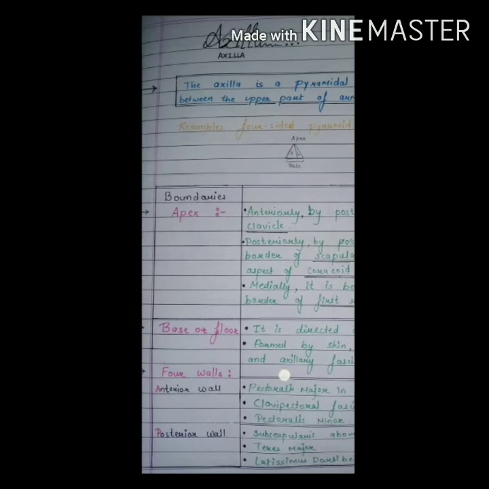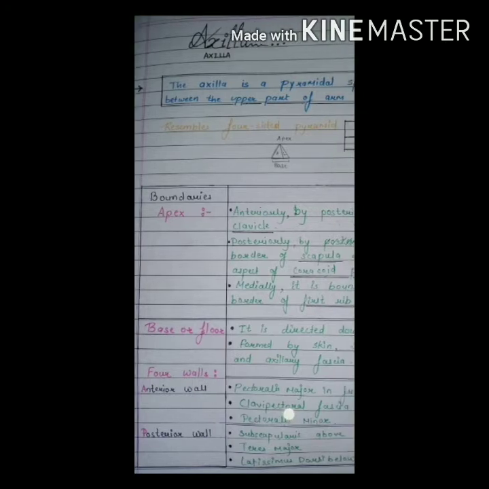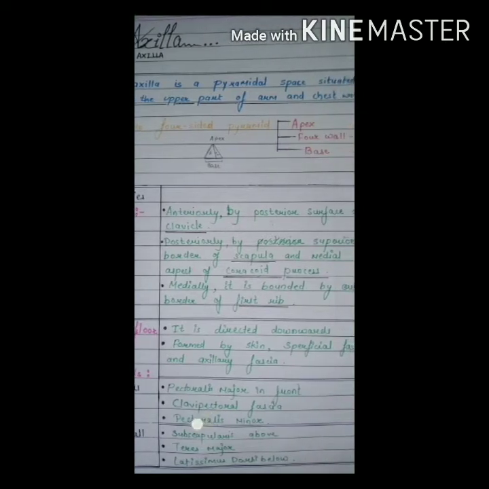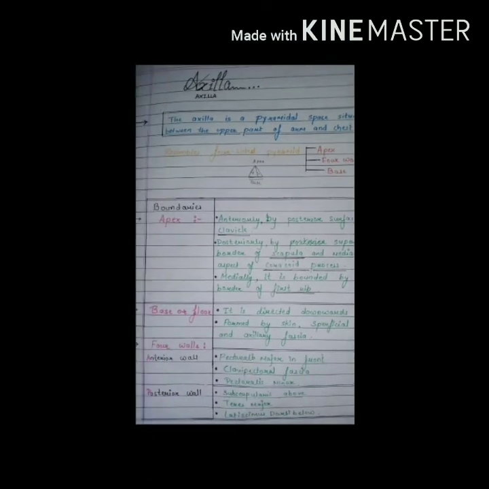Now we are going to see the base, or you can say the floor, of the axilla. It is directed downwards and formed by the skin, superficial fascia and axillary fascia. After that we are going to see the four walls: anterior wall, posterior wall, medial wall and lateral wall. Lateral wall is on the outer side.